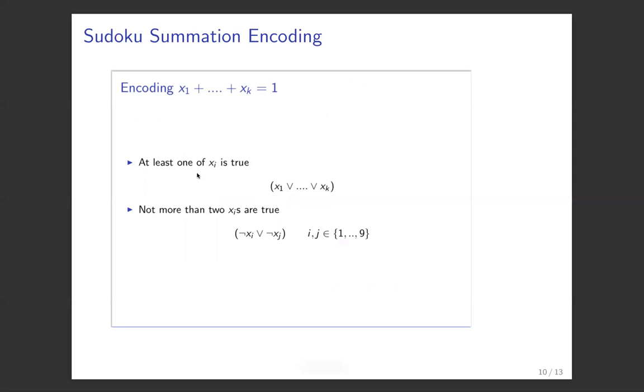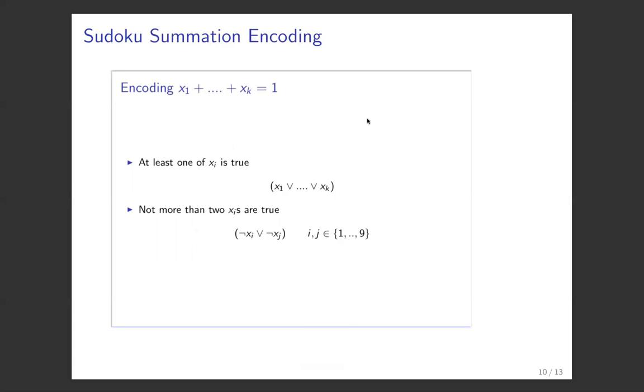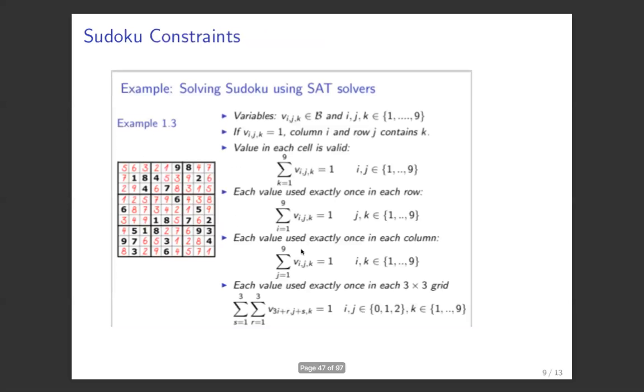So here at least 1 xi has to be true, which can be encoded as an OR, and no more than 2 should be true, which can be encoded in this fashion. So your generation algorithm, once it generates this thing, it has to then generate it like this. Yeah.